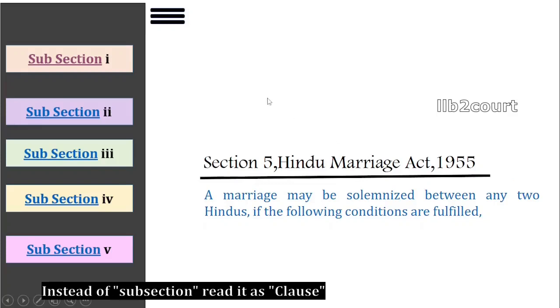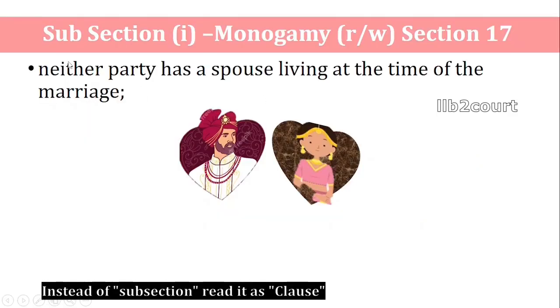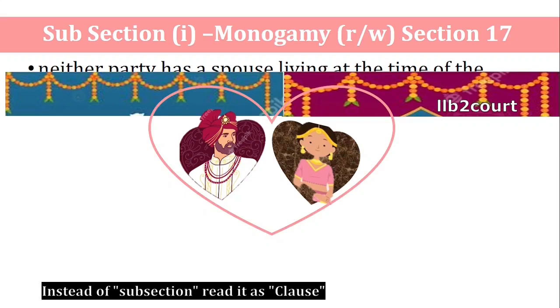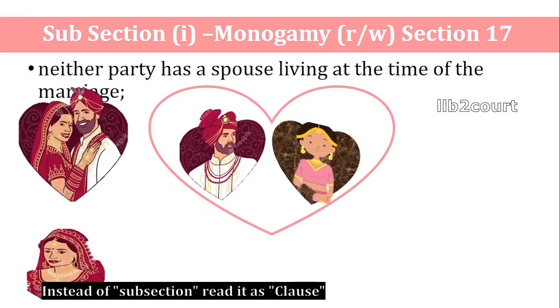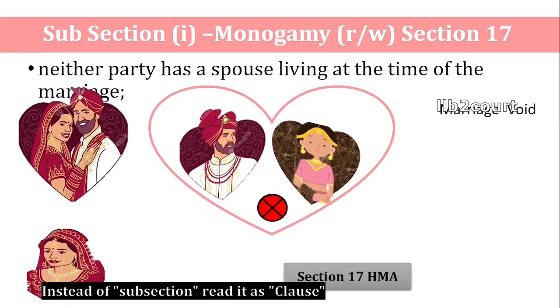Now let's see the first condition that is given in subsection 1, and this subsection 1 deals with monogamy. It has to be read along with section 17 of Hindu Marriage Act. So what it states is neither party has a spouse living at the time of marriage. So during the time of marriage, he or she shouldn't have any spouse living at that time. So if it contravenes this provision, the marriage is said to be void according to section 17.